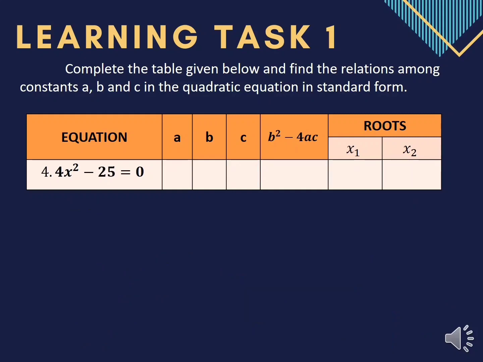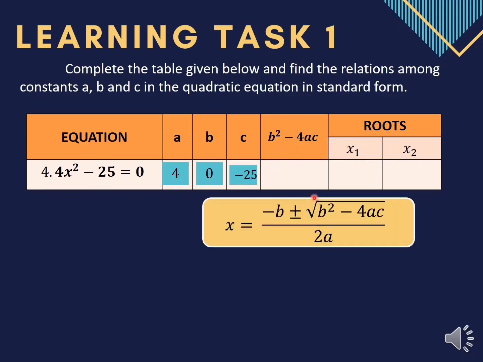In our number 4, the given is 4x squared minus 25 is equal to 0. Again, just the same procedure as number 1, 2, and 3. So, let us find the values of a, b, c. a is 4, b is 0, again because there is no linear term, and c is equal to negative 25.